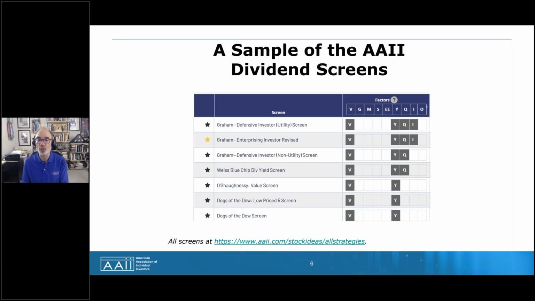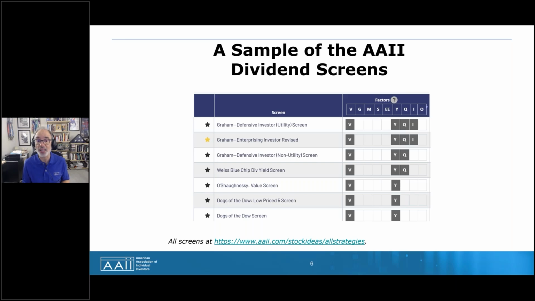The I that's located near the right-hand side stands for an industry focus. So for instance, when you look at the Graham defensive non-utility screen, it's not only looking for value, it's looking for yield and quality, but it's also screening for stocks that are not in the utility sector. We do have a Graham defensive utility screen, which is right there at the top. You see the I there as well. That's actually looking solely for utility stocks.